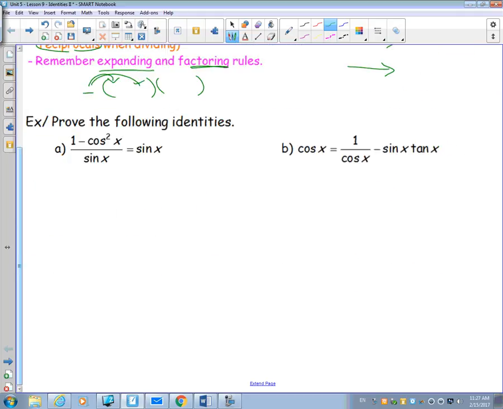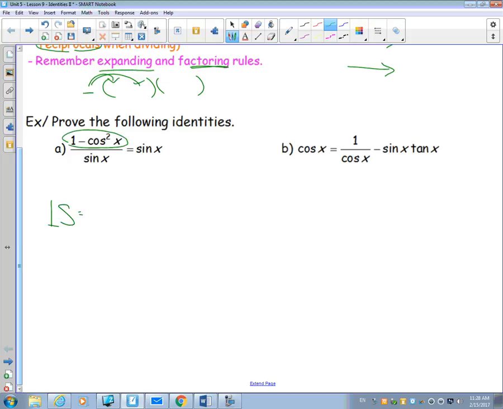Okay, so the rest of the lesson is just examples. So I'll take you through these identities. You kind of want to think ahead. It's like a puzzle without seeing the top of the box. You have to try and figure out where to go next and what you can work on. We said yesterday we want to work on the more complicated side always. So in this case, I think the left side's more complicated.